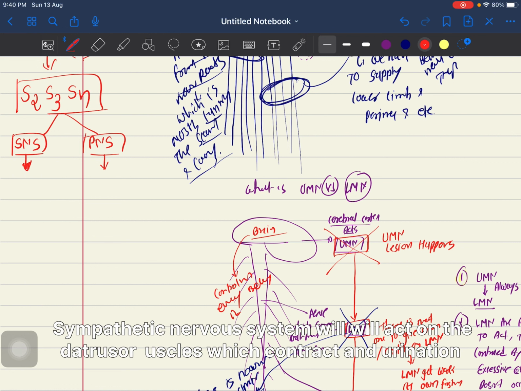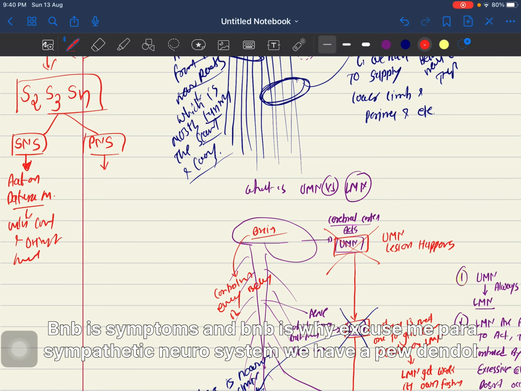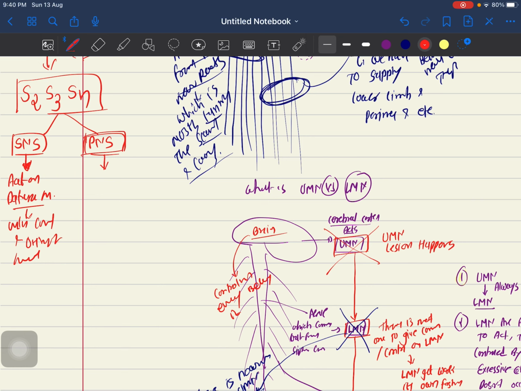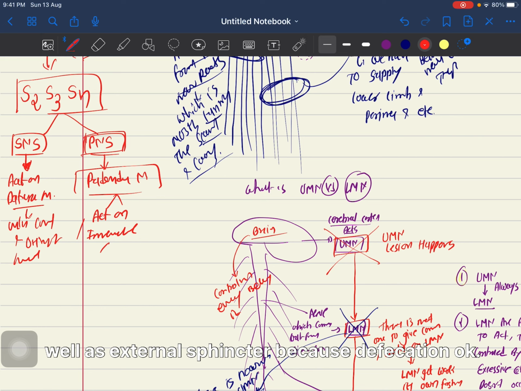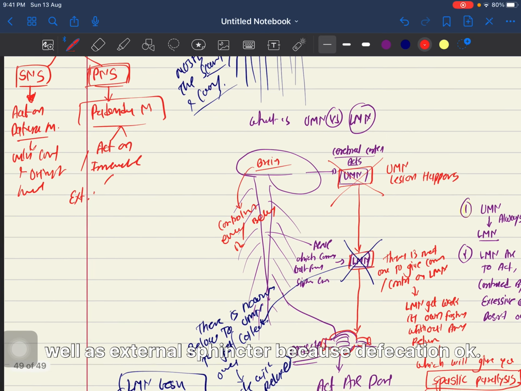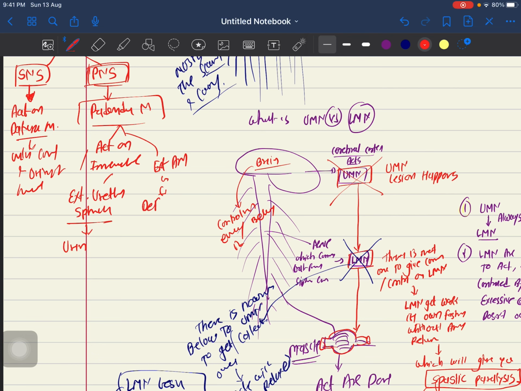The sympathetic nervous system will act on the detrusor muscles, which contract and urination happens. And in the parasympathetic nervous system, we have the pudendal nerve, which will innervate the external urethral sphincter, causing urination, as well as the external anal sphincter, causing defecation.